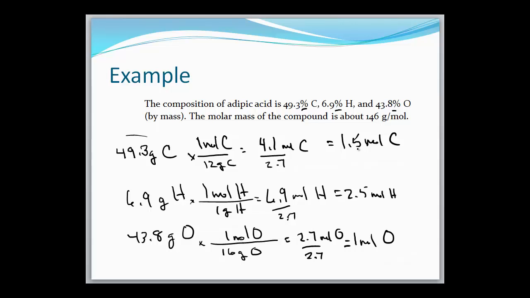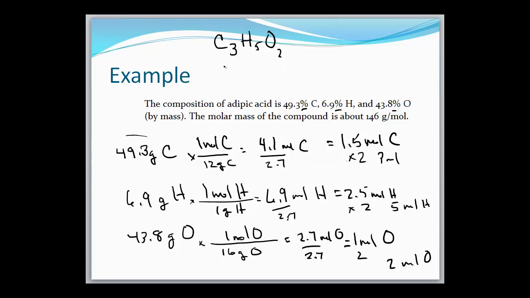So you can see if we multiply by a factor of 2, we'll get 3 moles of carbon, 5 moles of hydrogen, and 2 moles of oxygen. So now we know that our empirical formula is C3H5O2. So now to figure out what the molecular formula is, there's 3 steps.